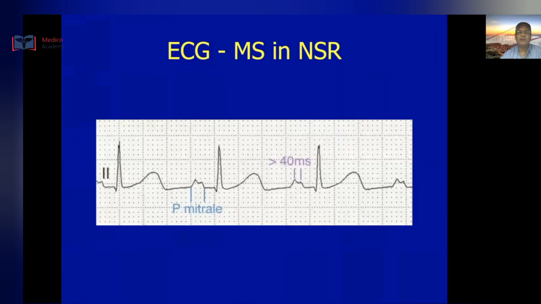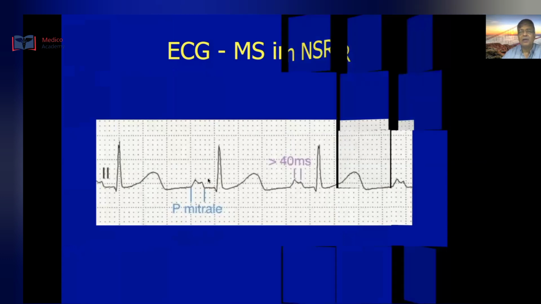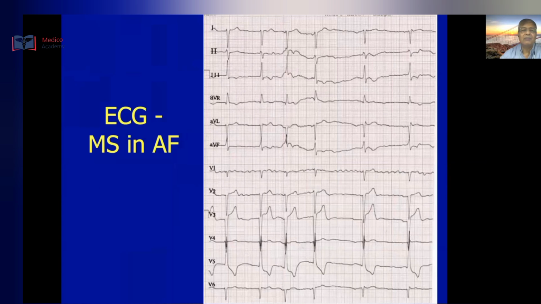If the patient has a normal sinus rhythm, then in the ECG you may see P mitral. P mitral is basically a positive bifid wave like this. So this is P mitral, typically seen in mitral stenosis in normal sinus rhythm. But in case the patient has atrial fibrillation, you will not be able to see P mitral because the P wave is not well formed.